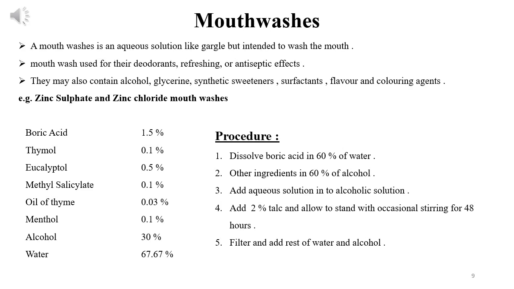The second topic of monophasic systems is mouthwashes. As you can understand by its name, a mouthwash is used to wash the mouth, whereas a gargle is used for the pharynx and nasopharynx. A mouthwash is an aqueous solution like a gargle, but intended to wash the mouth. Mouthwashes are used for their deodorant, refreshing, or antiseptic effect. They may also contain alcohol, glycerin, synthetic sweeteners for organoleptic properties, surfactant, flavor, and color. Some examples of mouthwashes are zinc sulfate and zinc chloride mouthwash.